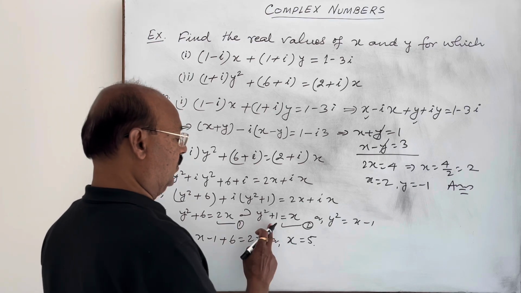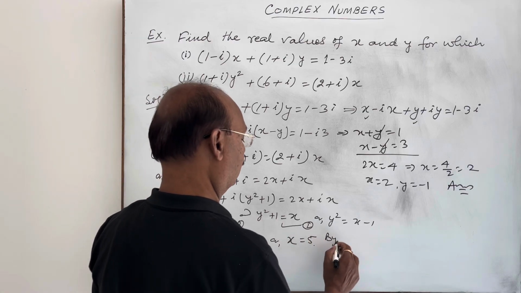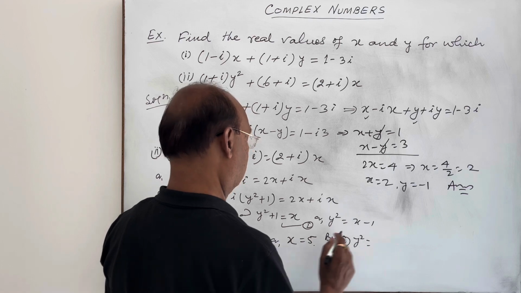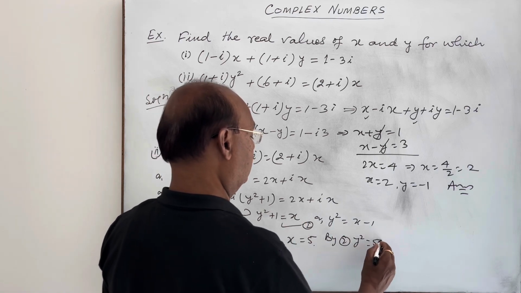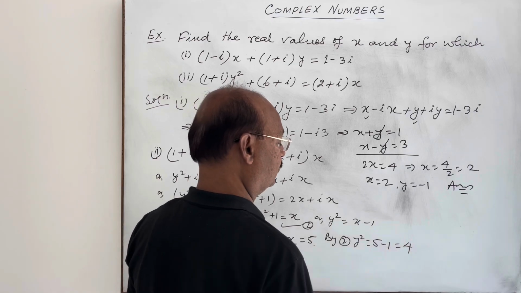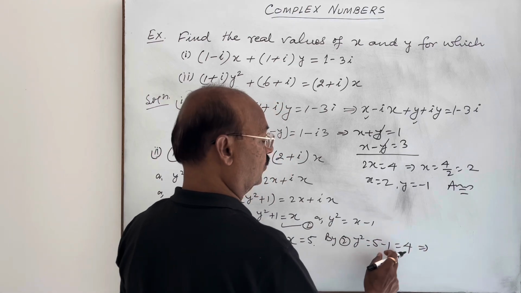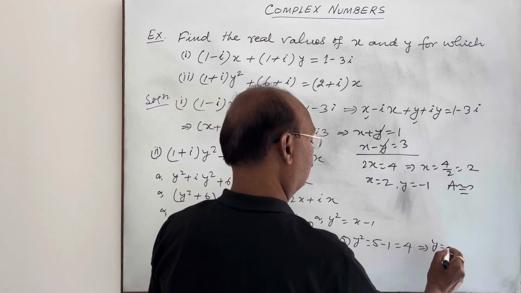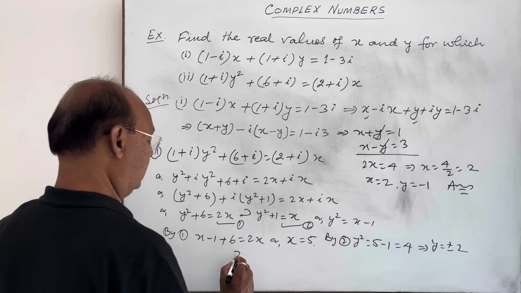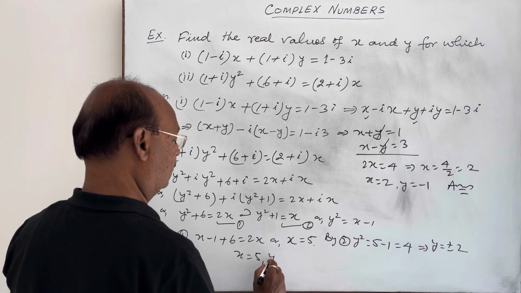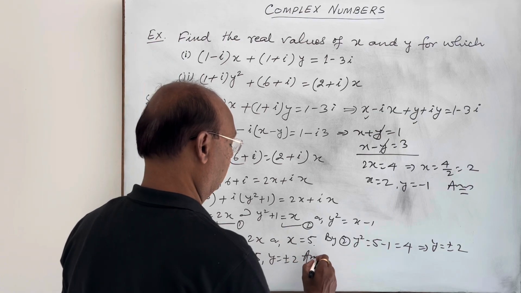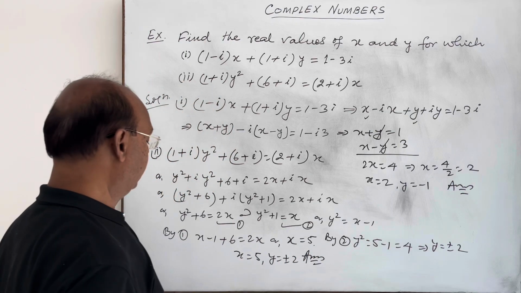And by equation number 2, if you put the value of x here, we get y² = x − 1 = 5 − 1 = 4. So y² is 4, so y is equal to ±2. So we are getting the answer: x = 5 and y = ±2. This is the answer. These are the values of x and y.